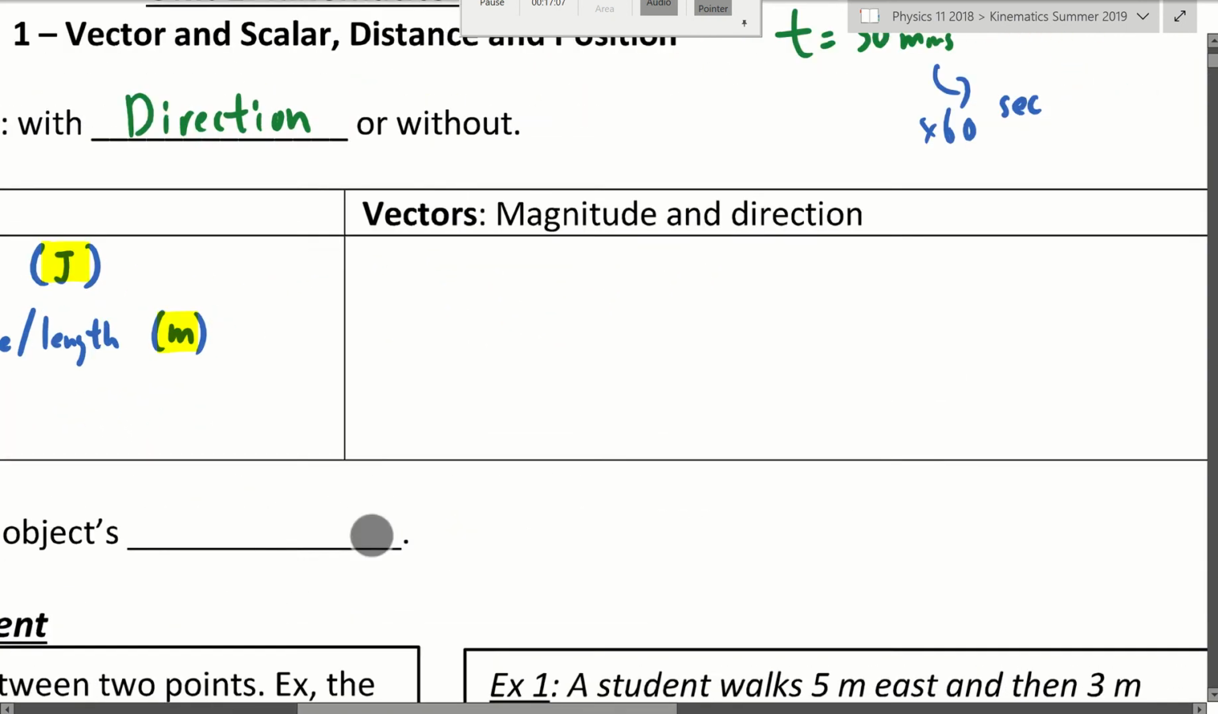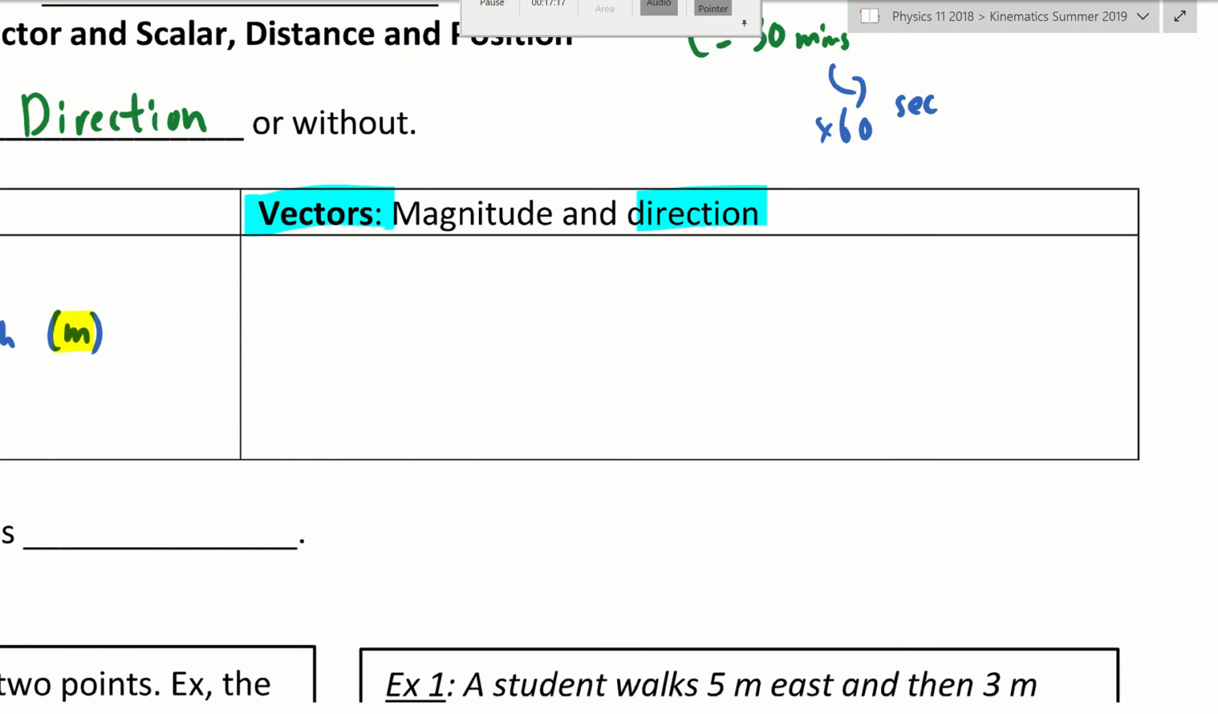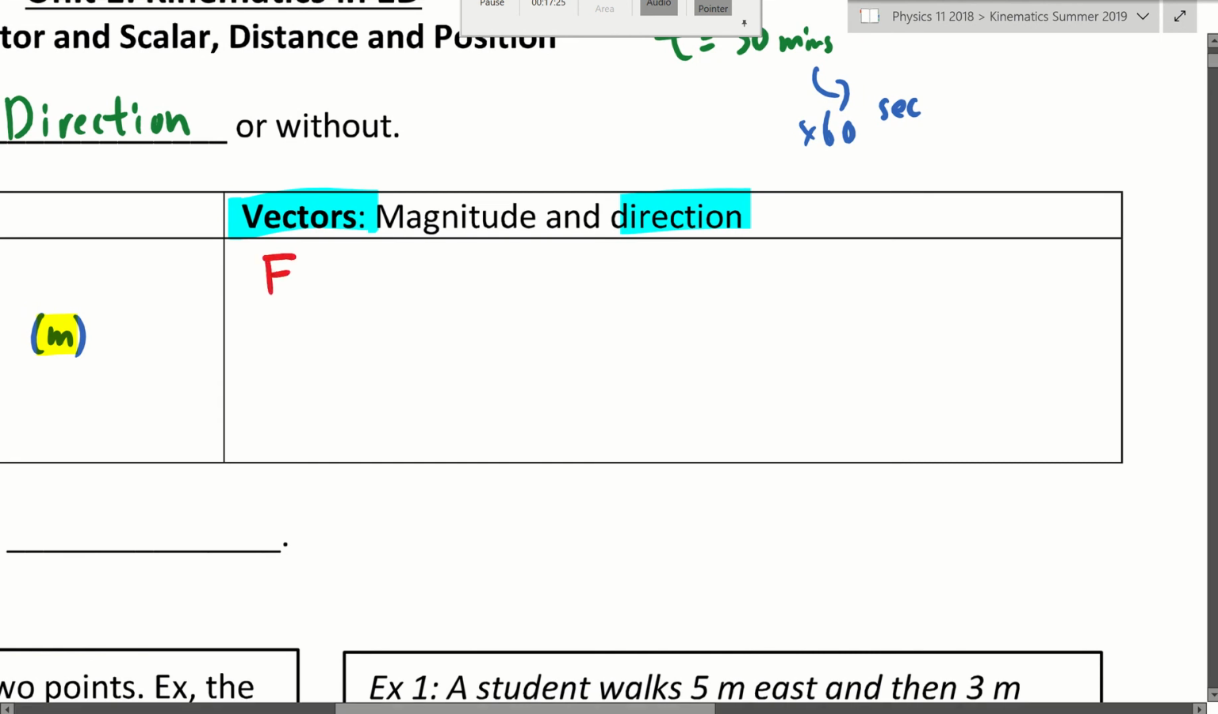Okay. Now, the other main family of measurements are measurements that need a direction, otherwise they are incomplete. So not only do you need a number, you also need a direction. As far as direction goes, for example, let's say someone asks you to open a door. They say, well, to open this door, you need to apply a force.